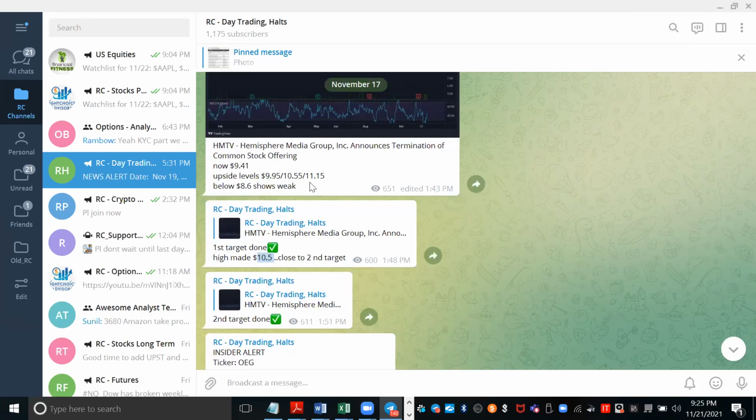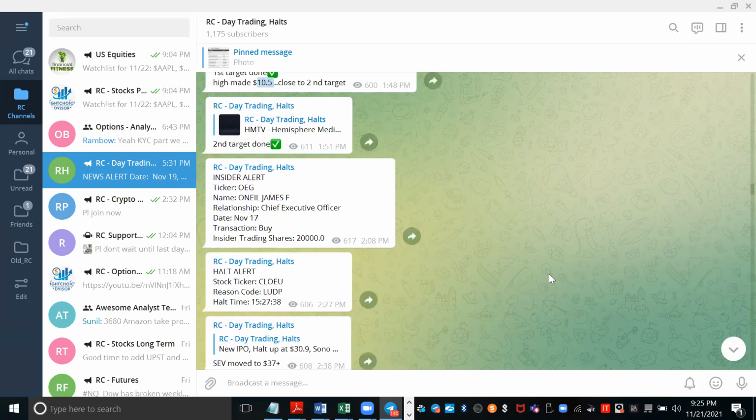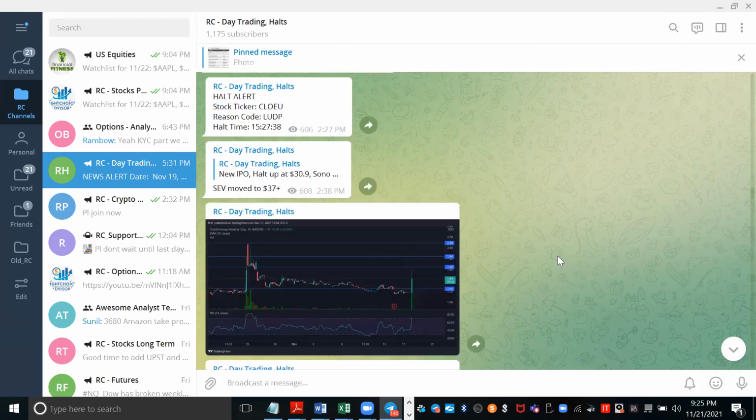From 9.4, it moved to nearly 11.15, nearly 25% profit within 1 hour. Right? That is another type of alert you see here: high momentum stocks based on the catalyst. The second thing is halt alerts. If the stock is moving high, it will get stopped for a 5 minute period. In that 5 minute period, the analyst will look at whether it is a good stock to take or not.